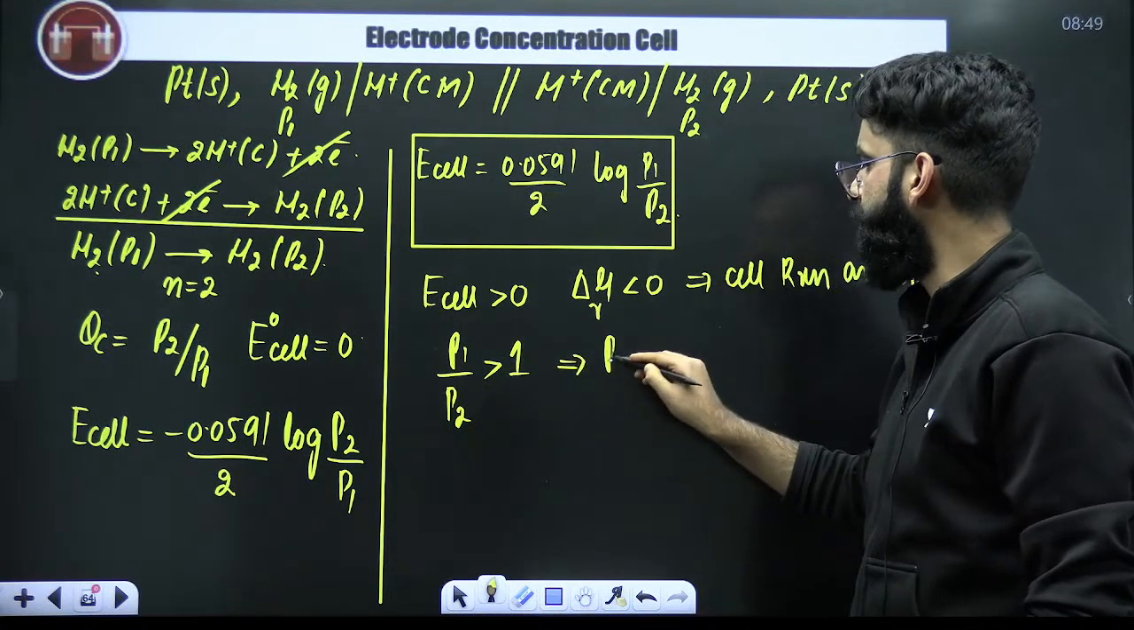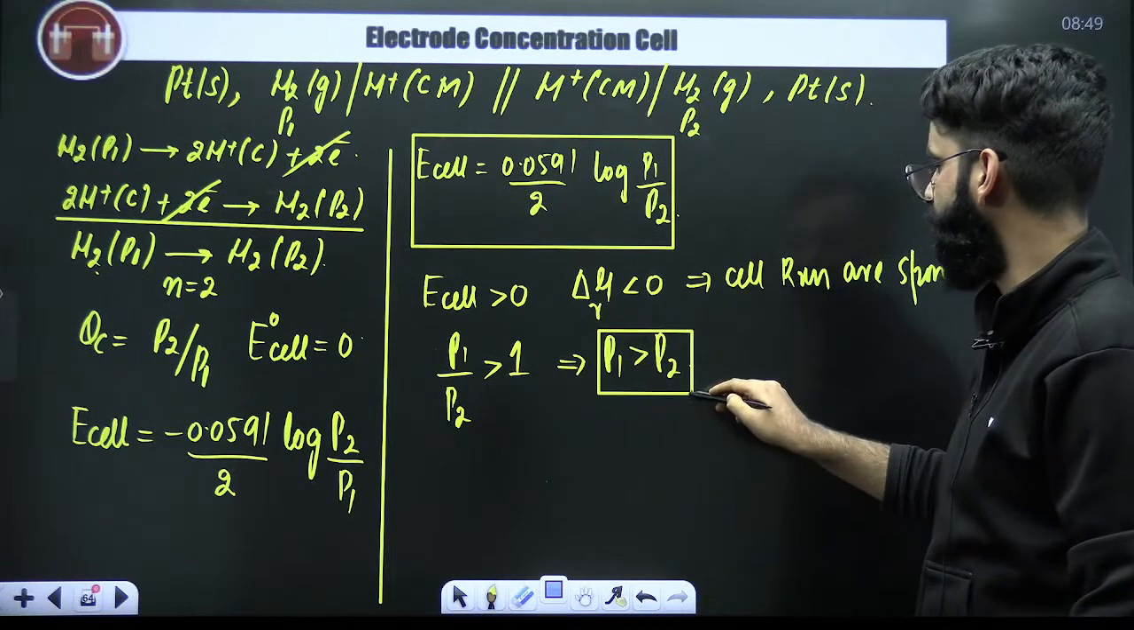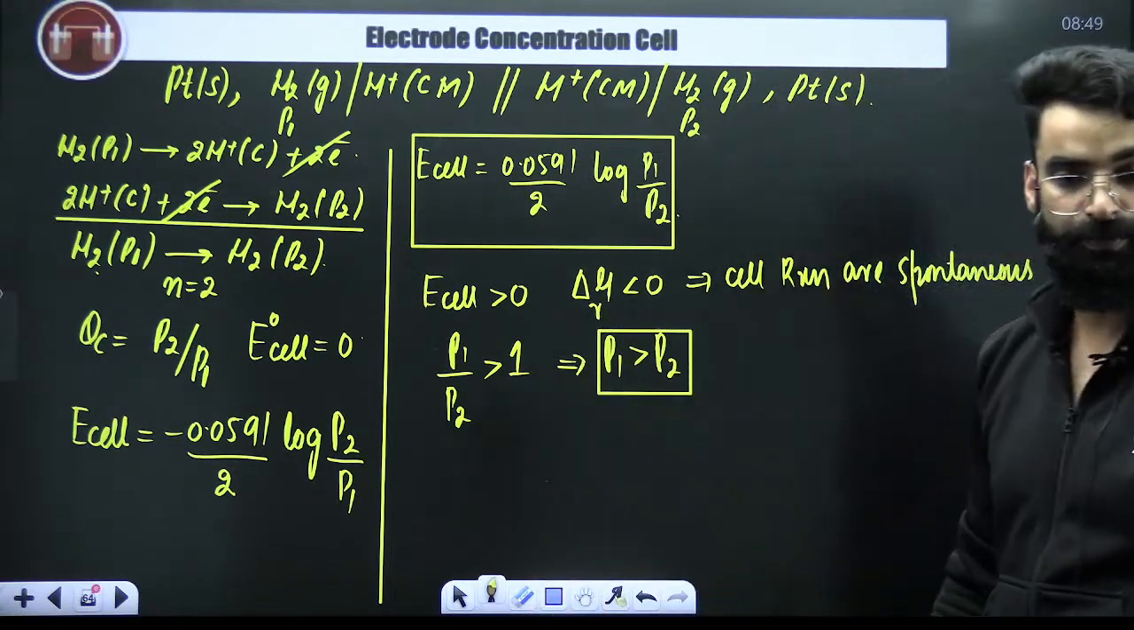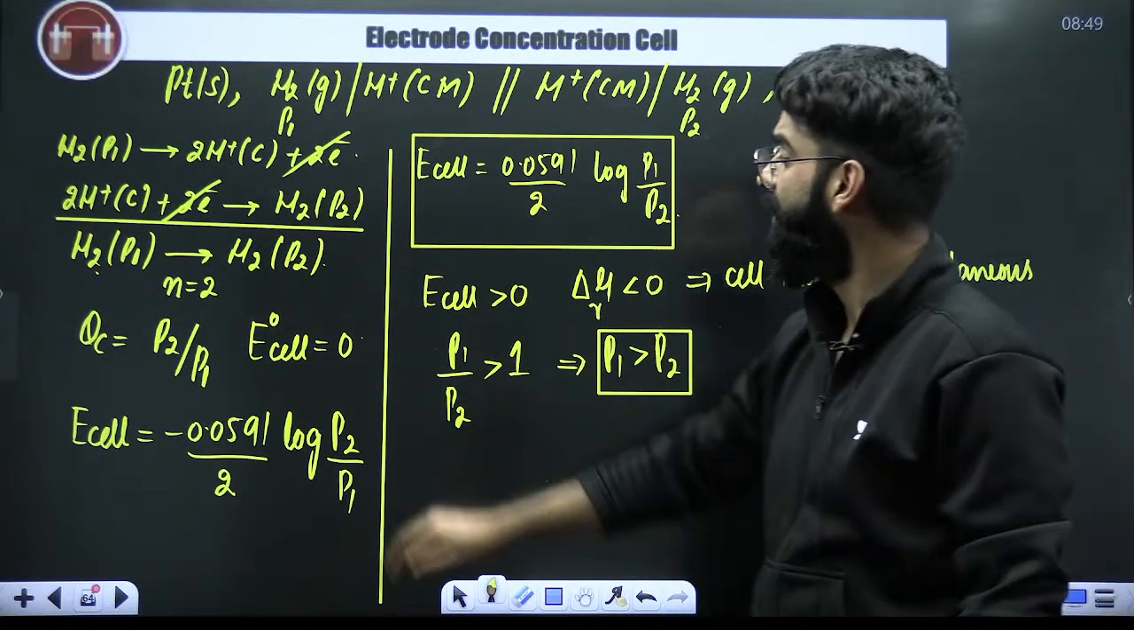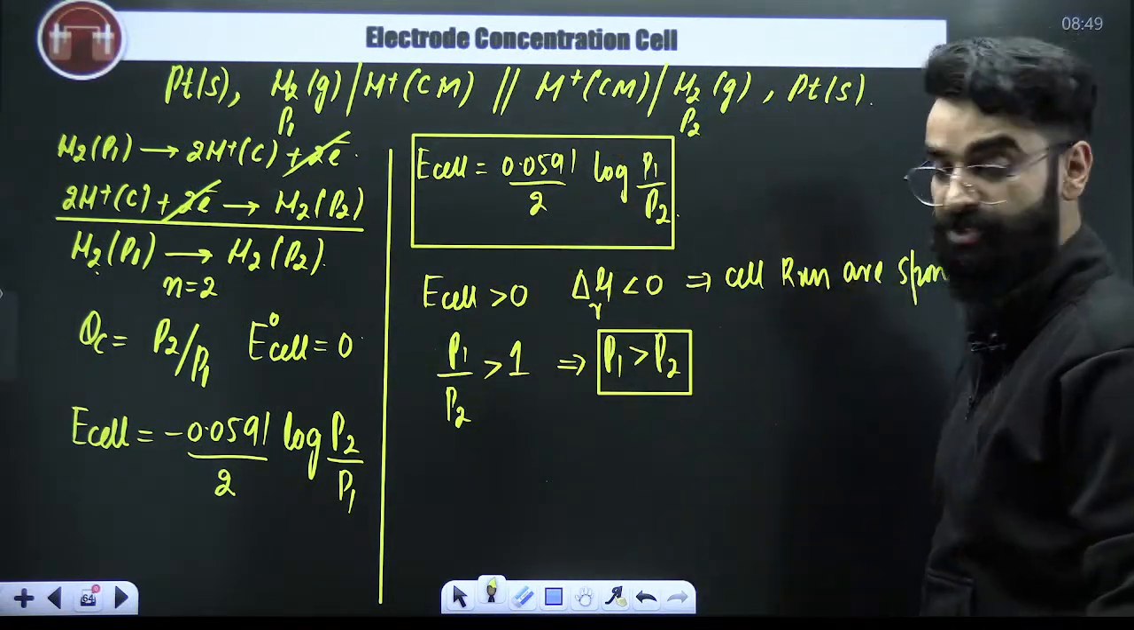That means when P1 will be greater than what? Then P1 will be greater than P2. What was P1 and what is P2? Look at it carefully. P1 was the partial pressure of anode and P2 is the partial pressure of cathode.